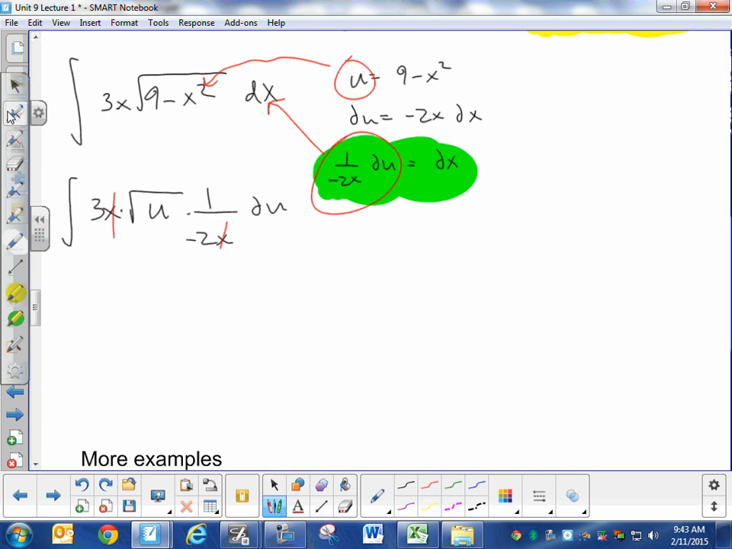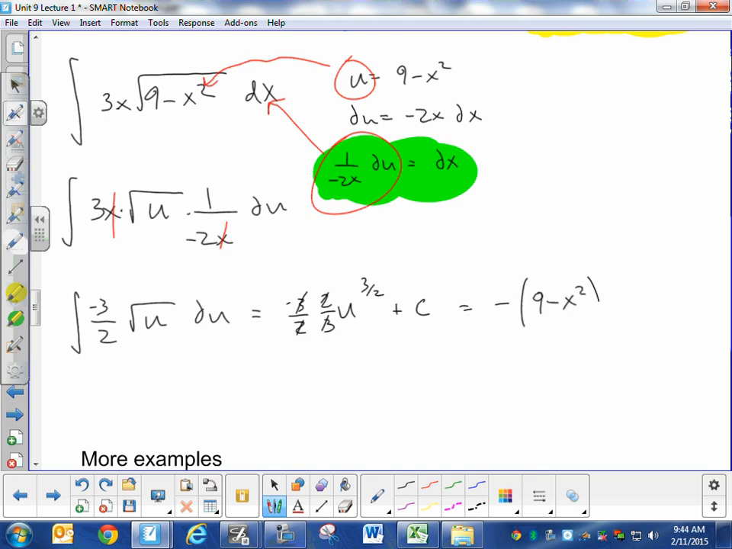Once the x's do go away, now I have this simpler function with just u's, negative 3 halves root u du. Now I can take the antiderivative of this. This will be u to the 3 halves. I'll multiply 2/3 by negative 3 halves plus a c. All of a sudden, the 3's cancel, the 2's cancel. I'll just have negative u to the 3 halves plus c, or negative (9 minus x squared) to the 3 halves plus c.